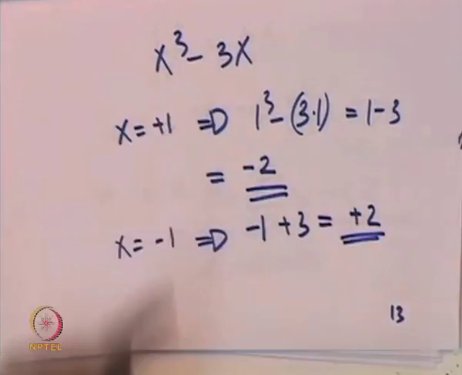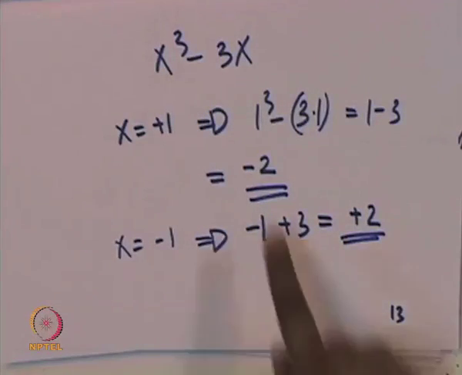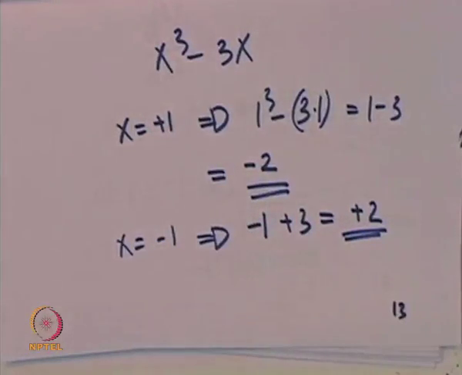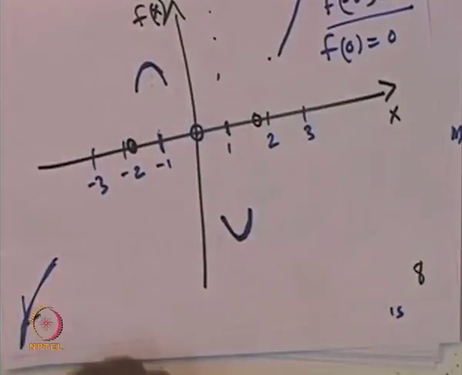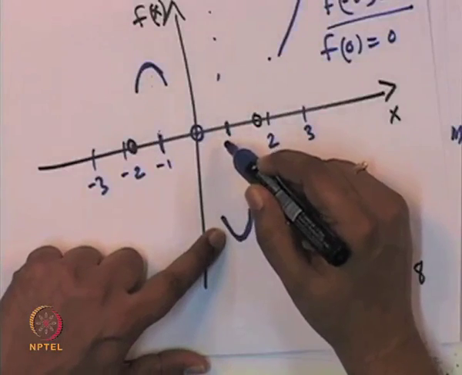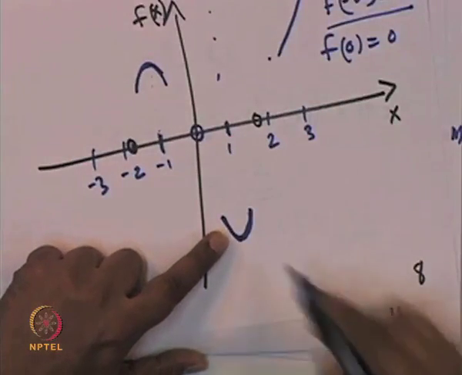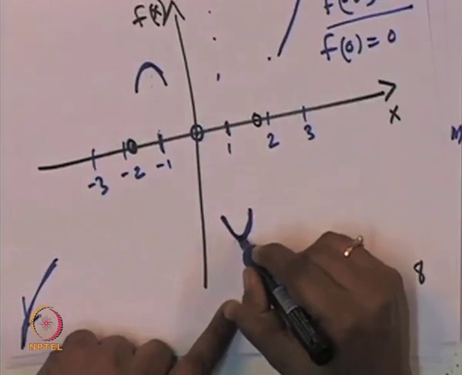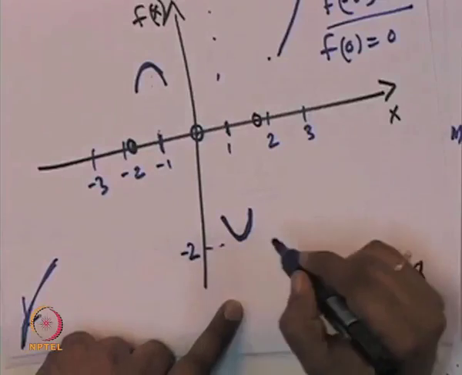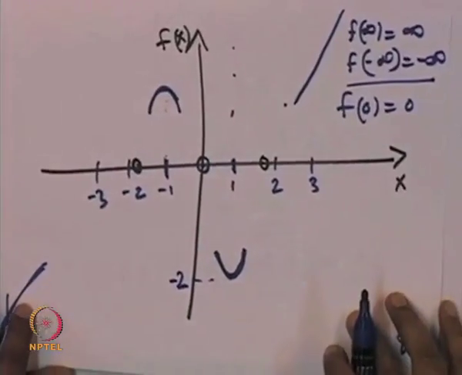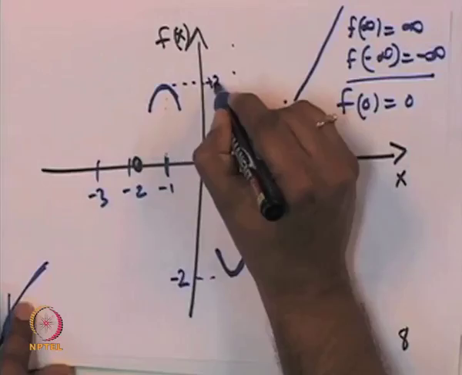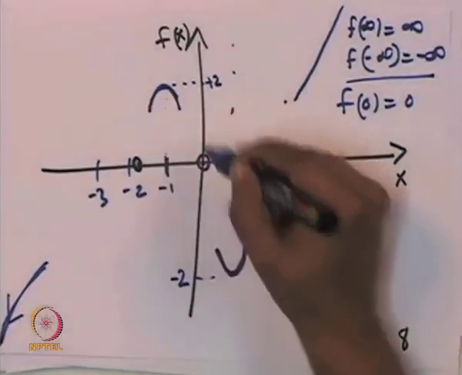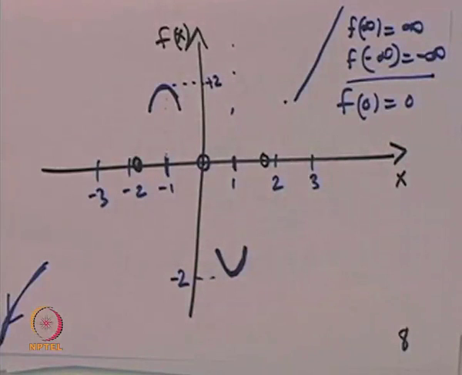So, at x equal to plus 1 it is minus 2, and at x equal to minus 1 it is plus 2. What does this mean? It means that at x equal to plus 1, the minimum is at minus 2, and at x equal to minus 1, the maximum happens at plus 2. So, at plus 2 there is a maxima, and at minus 2 there is a minima. We know a lot of things now.